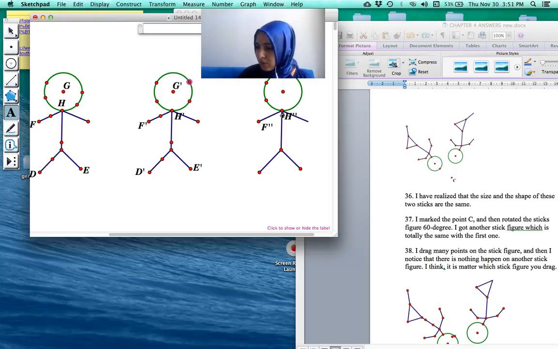Question 10. Drag the line segment representing the translation vector so that the tail coincides with a point on the original stick figure. Where is the head of the vector located?